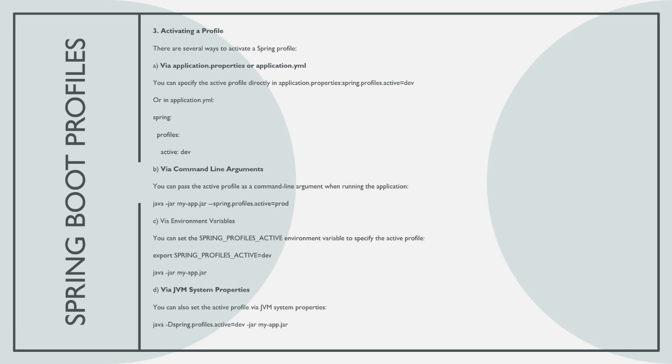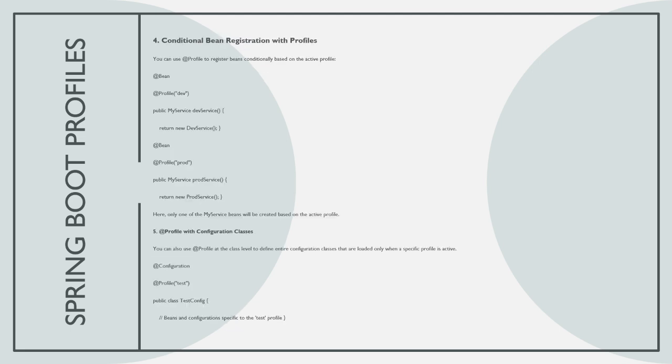Now you can also do it with system properties. When you're running your application, you can set the profile via JVM param system properties. So java -Dspring.profiles.active=dev, then you call the jar, your app jar. That's where we can use that.